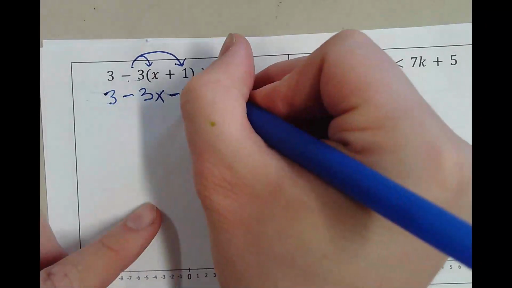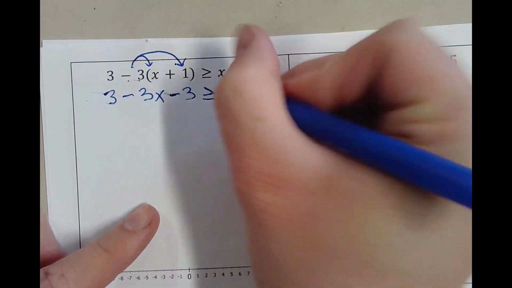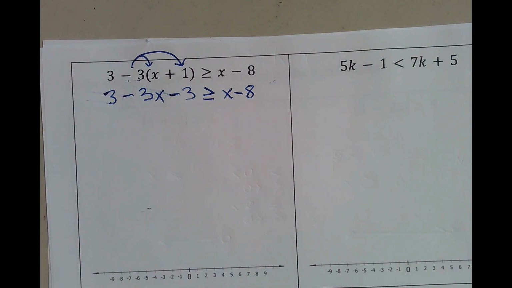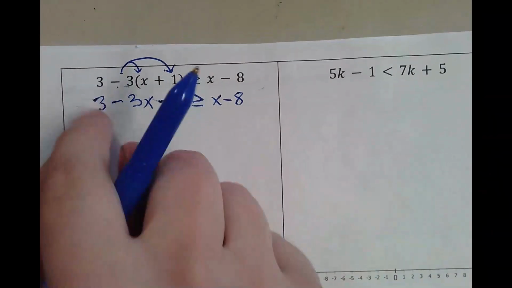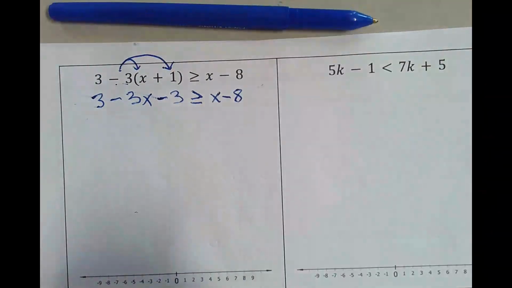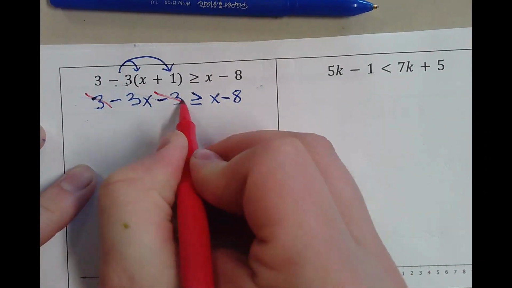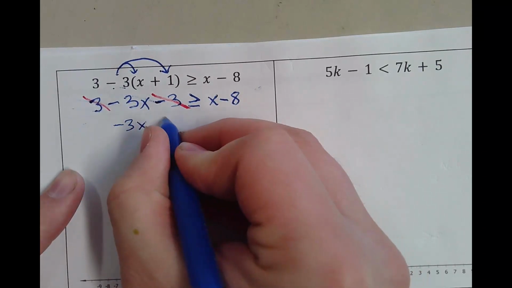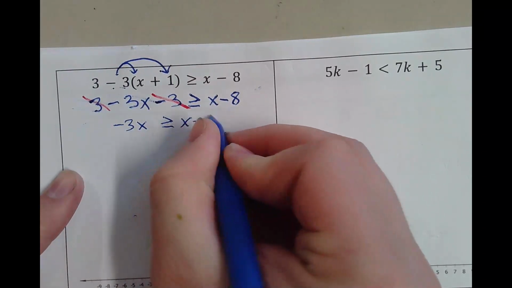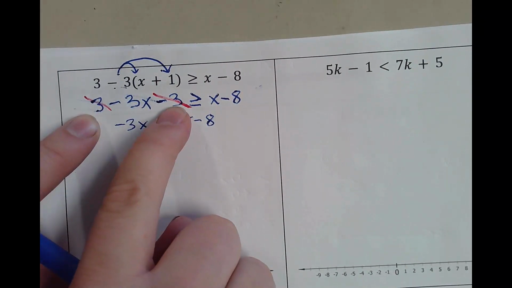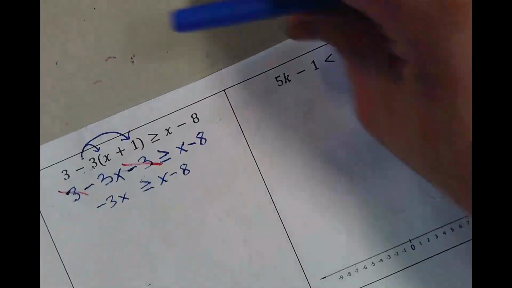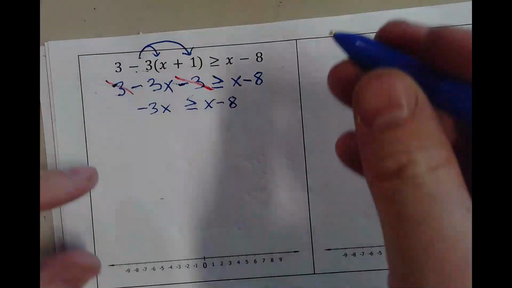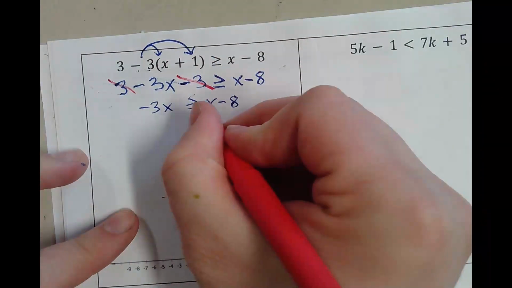Oh, wow. Interesting situation here. And we get this. Okay, here's a weird one, but if we get 3 minus 3, those would cancel out. So we're left with negative 3x is greater than or equal to x minus 8. They only cancel out because one's positive, one's negative, so we can just cancel those out. Okay, next up, I'm going to make sure x is all on one side, so I'm going to go ahead and move this x to the left side.